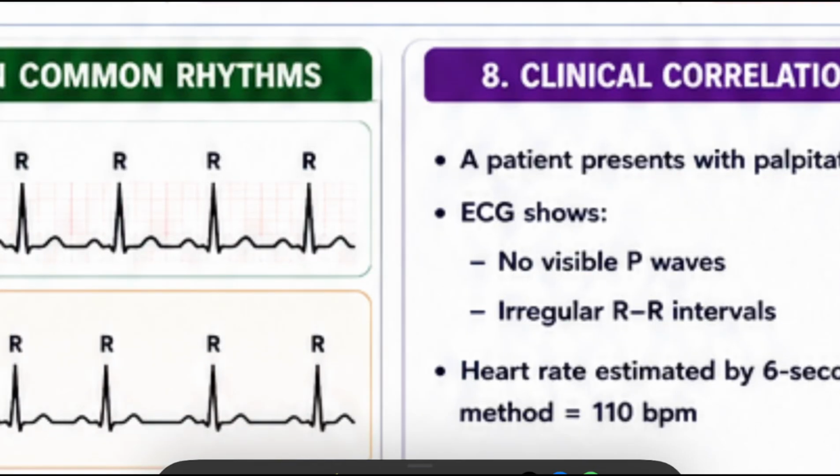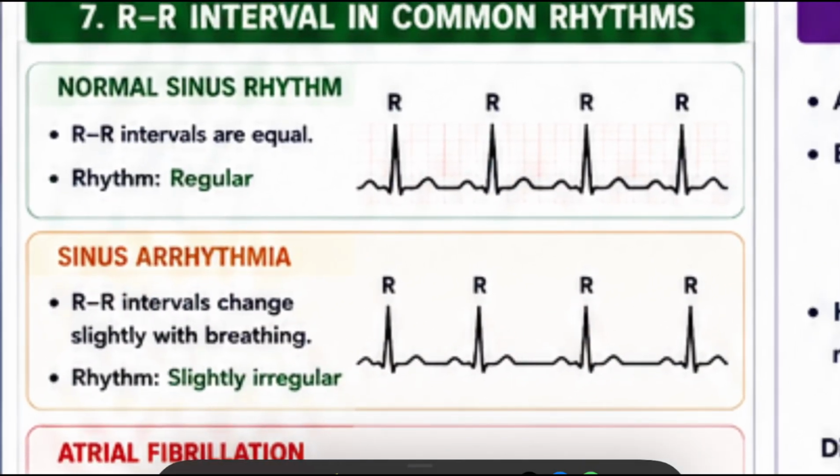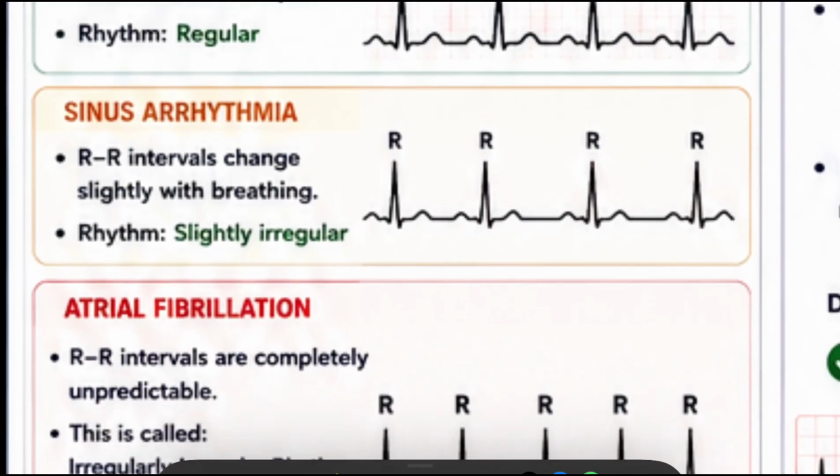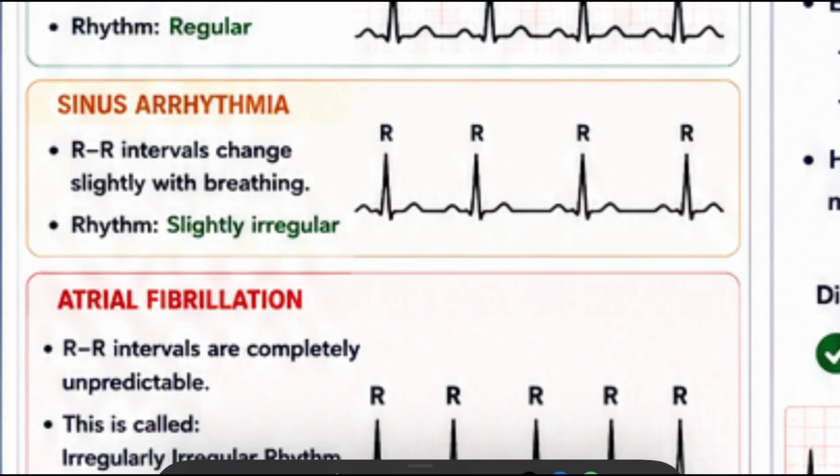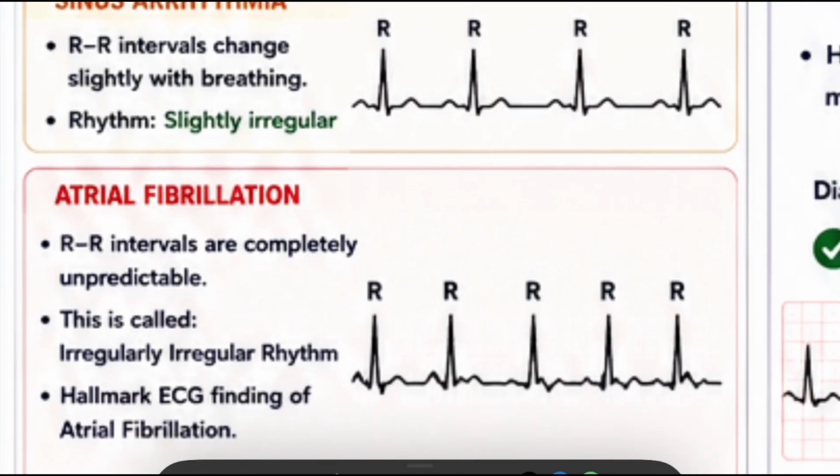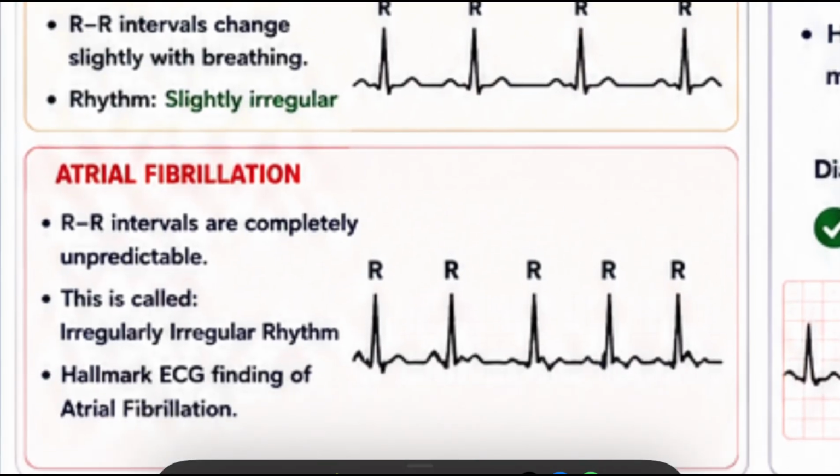Now, how can we see the RR interval in common rhythms? In normal sinus rhythm, the RR intervals are equal and the rhythm is regular. In sinus arrhythmia, the RR interval changes slightly with breathing and the rhythm is slightly irregular. You can see the distance between this one and this one.